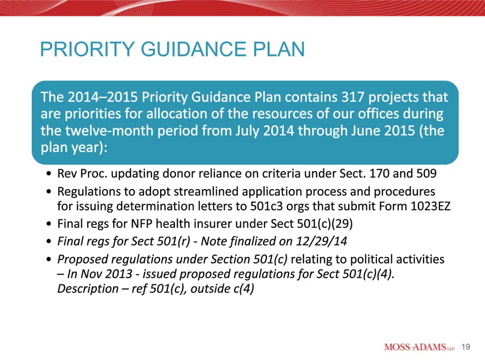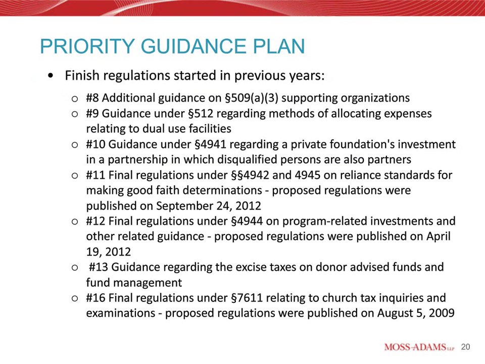And then political activities, not just for a C4 organization. They want guidance on that, regulations. They want to finish regulations that they've already started. And the numbers next to this sheet are how they're listed in the guidance plan. But clarification for supporting orgs, the unrelated trade or business income calculation, how you're allocating expenses for dual-use facilities and so on, some private foundation rules. None of these are new. They just want to finalize them.